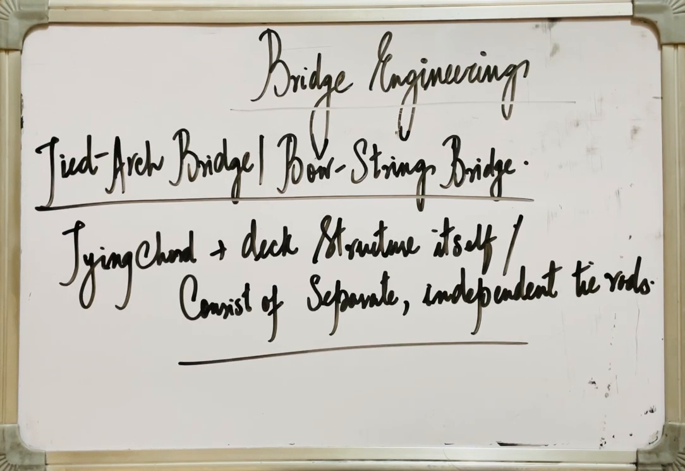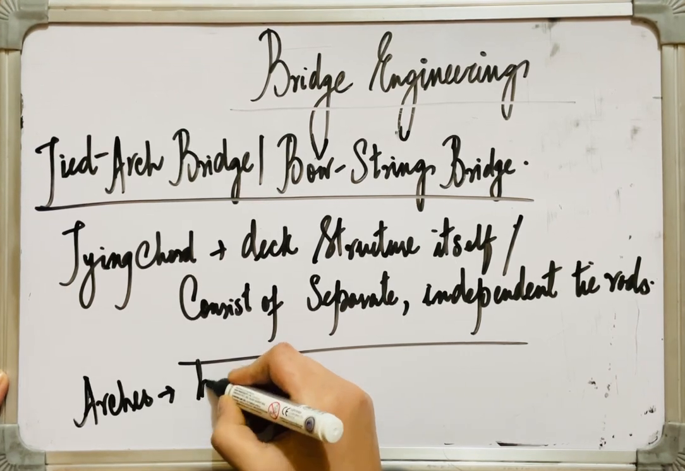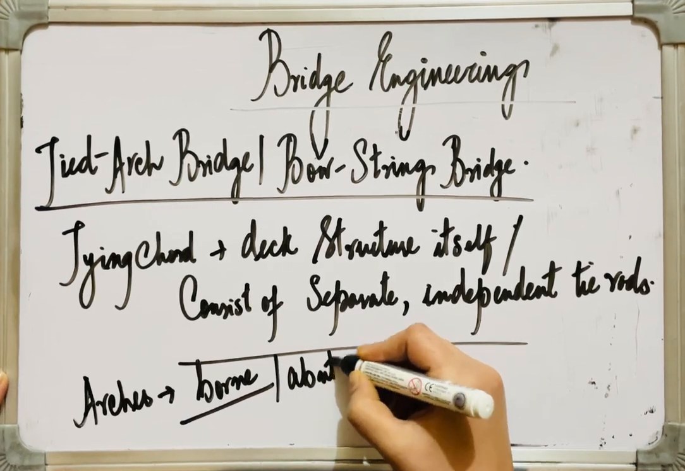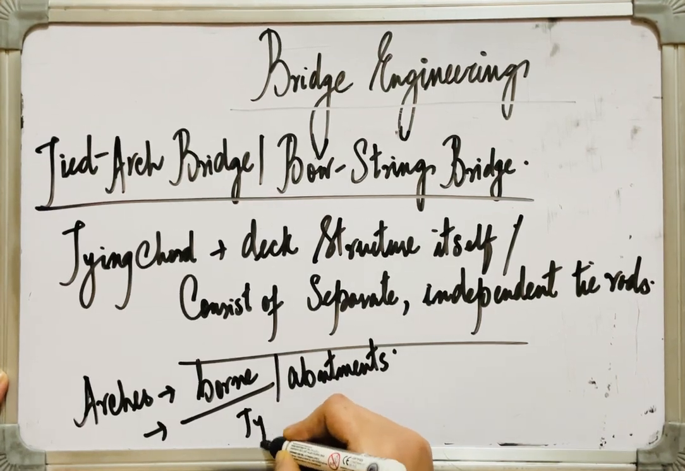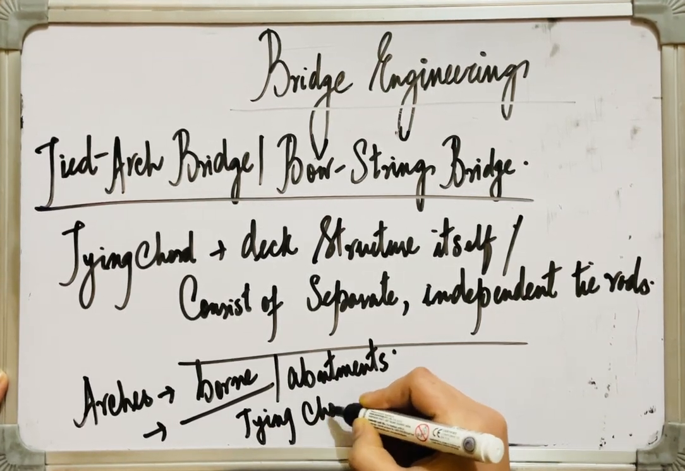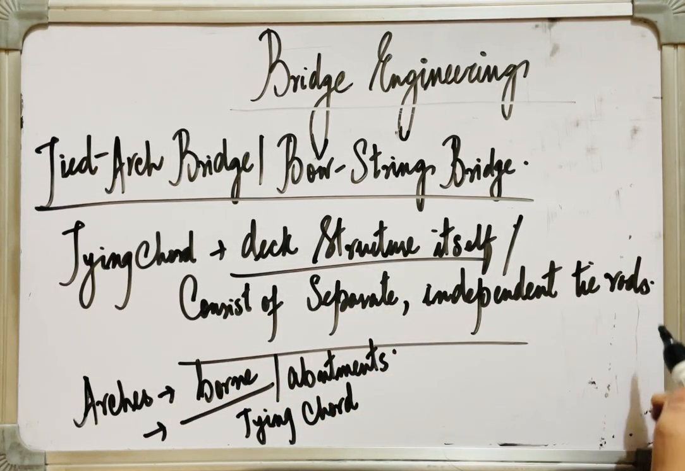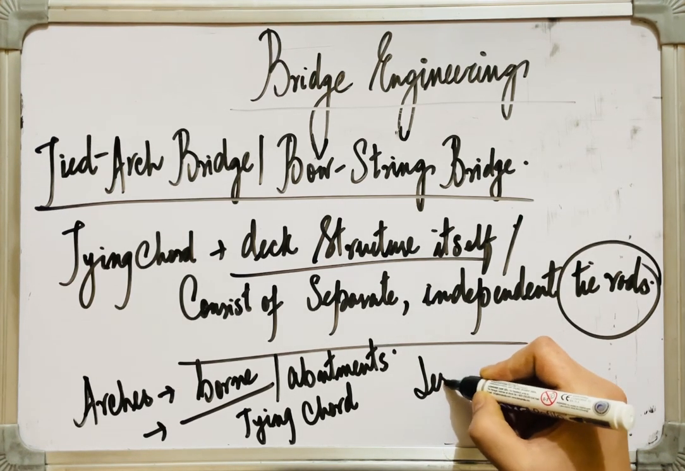Now the elimination of horizontal forces at the abutments: horizontal forces in case of a simple arch bridge are borne by supports or foundations or abutments, but in case of a tied arch bridge they are borne by the tying cord, which may be a deck structure itself, or it may consist of separate independent tie rods. This must be noted. Now this elimination of horizontal forces at the abutments allows tied arch bridges to be constructed with less robust foundations.